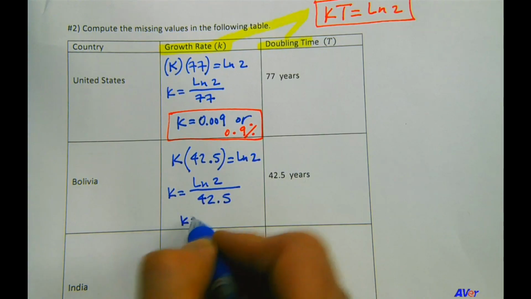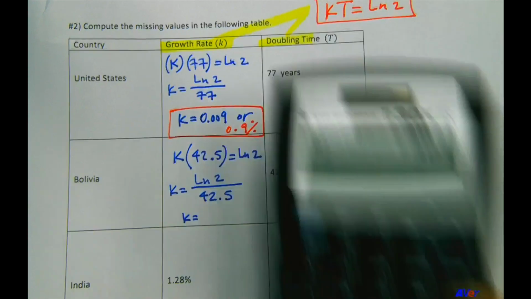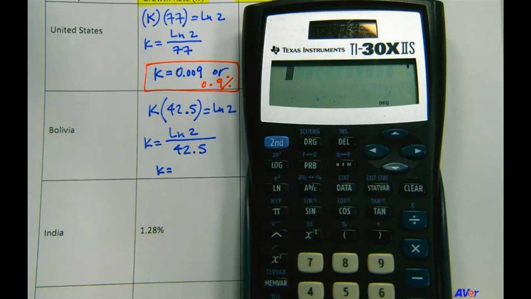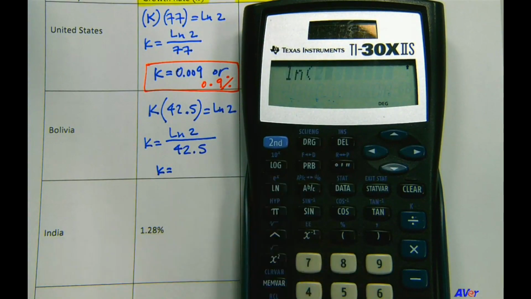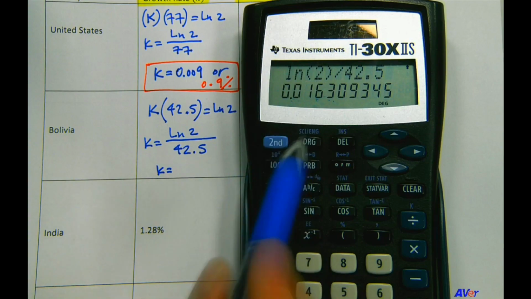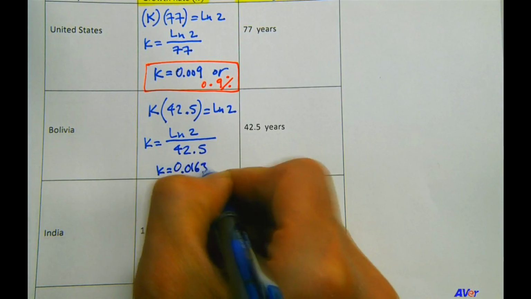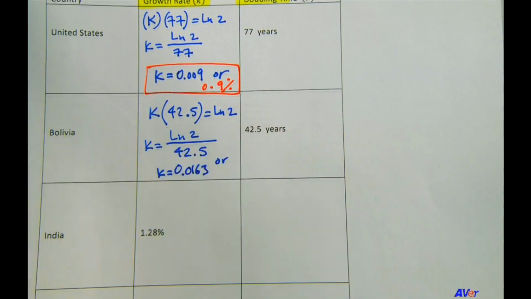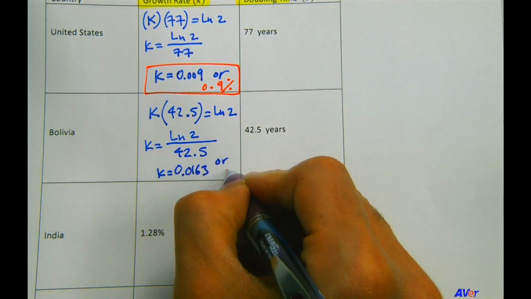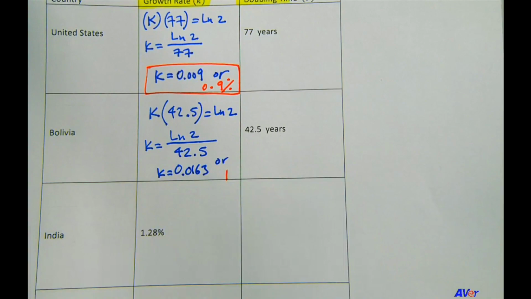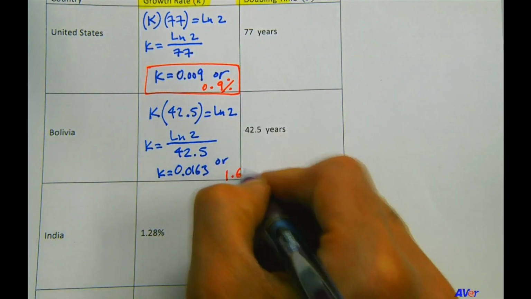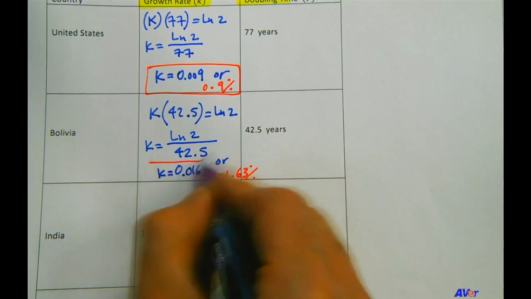So k is equal to, let's bring back the calculator. Right? So we have natural log of 2 divided by 42.5. We have 0.0163 or 1.63%. That's the k.